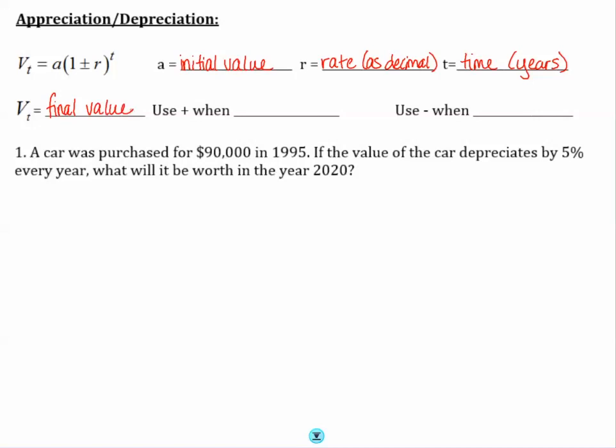Now, usually when we see plus or minus, we have 2 answers, but in this case, it's just giving us one formula for 2 different scenarios. We would use the plus when something is increasing in value or appreciating, and you use the minus when something decreases in value or depreciates.